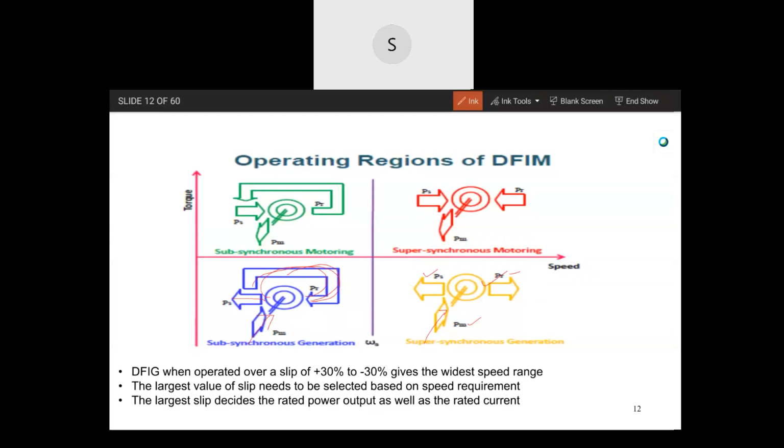Below synchronous speed, generation is possible. Generation means you're getting power from the stator. It's not required that the rotor also gives power for generation. And in supersynchronous generation, you get power output from both. But in subsynchronous generation, a small amount of power is circulated to adjust the slip. And that slip can be positive. Positive means that it is below the synchronous speed. So that's why we call it subsynchronous generation. And together, if you operate, as I told you, maximum up to this, it's not happening commercially now, but still it's possible, it can be done.